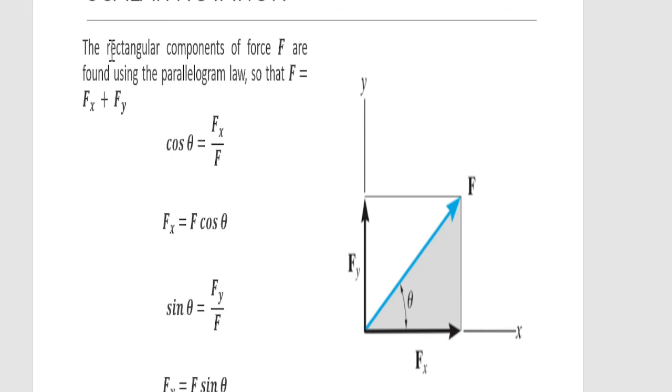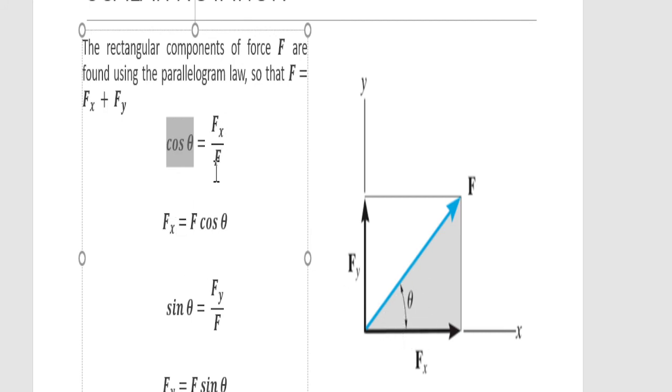So in scalar notation, the rectangular components of the force F are found using the parallelogram law. As I mentioned, everywhere you will be using either the parallelogram law or the triangle rule. So by using the parallelogram law, you will get the value F, which is the resultant force, equal to Fx plus Fy. That is what we are doing. By using the trigonometric law, cos theta should be equal to base divided by hypotenuse. So I can find this theta.